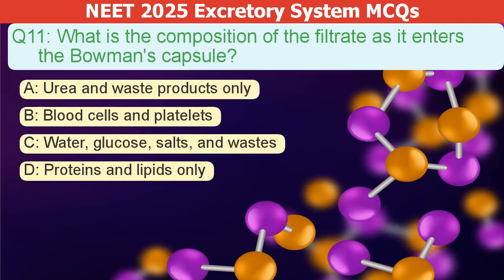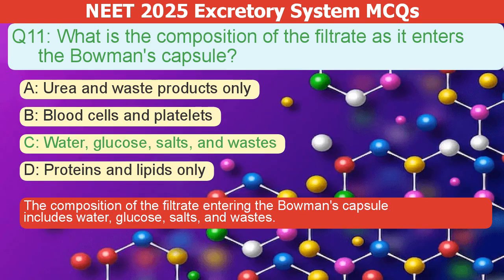What is the composition of the filtrate entering Bowman's capsule? A. Urea and waste products only. B. Blood cells and platelets. C. Water, glucose, salts, and wastes. D. Proteins and lipids only. The correct answer is C. Water, glucose, salts, and wastes.